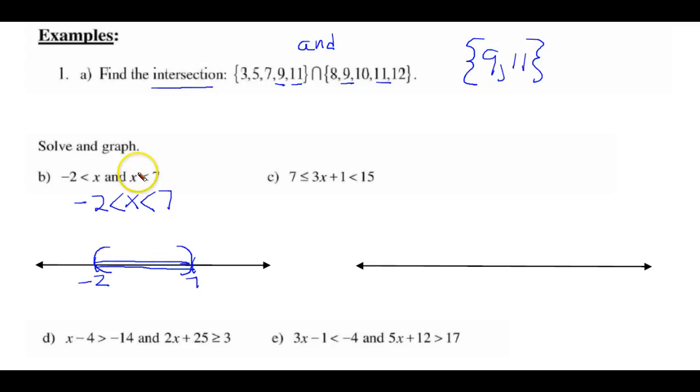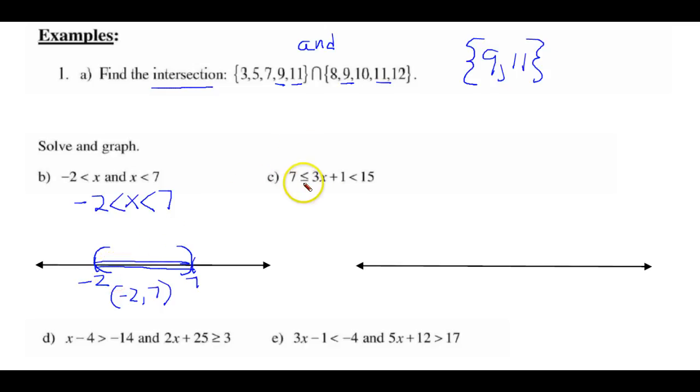So we solved it, in a sense. It's already solved. We just had to graph it. And interval notation would be (-2, 7). Again, the parentheses indicate that these numbers are not included in the set.